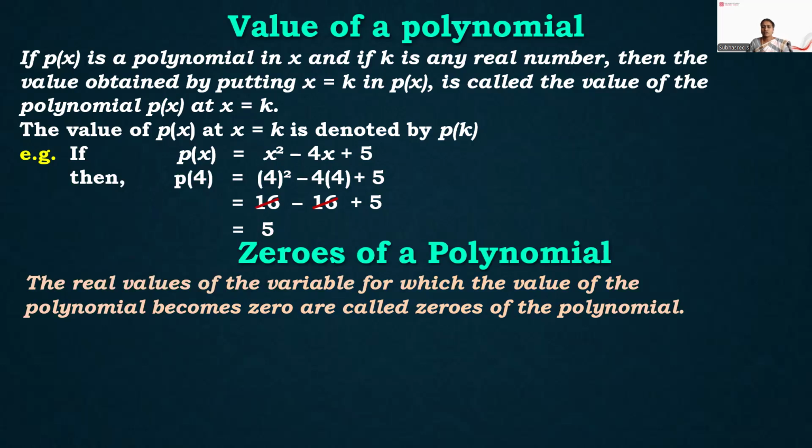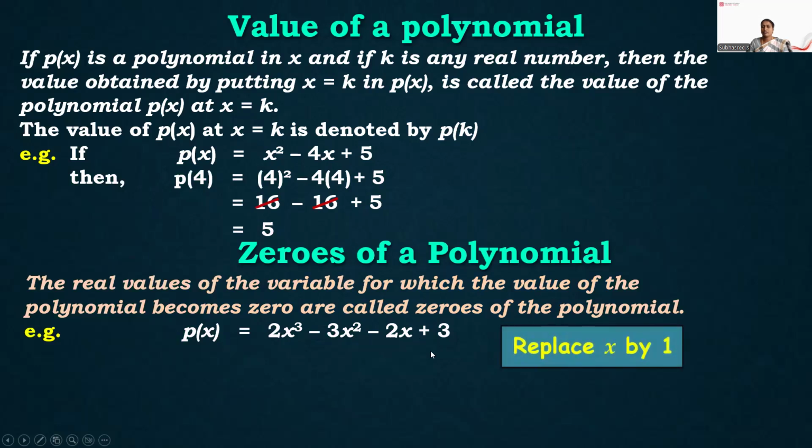What is a zero of the polynomial? A zero of the polynomial means any real value of that variable which, when it is induced in the polynomial, makes the answer zero. That is called the zero of the polynomial. You will understand by example. You see here 2x power 3 minus 3x square minus 2x plus 3. This is the equation. You have to replace x by 1.